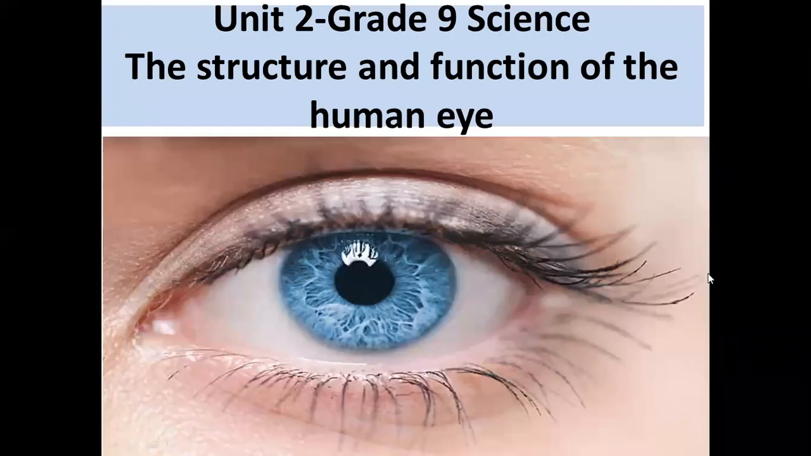Hello children. So today you are going to learn about the second unit in your grade 9 science textbook, that is the eye and the ear. So for today we are going to learn about the very first part of your lesson, that is the structure and the function of the human eye.